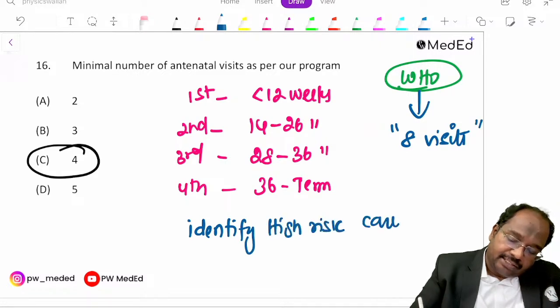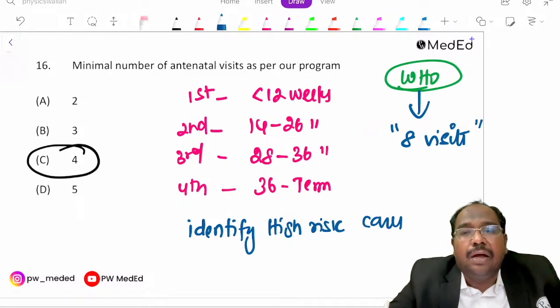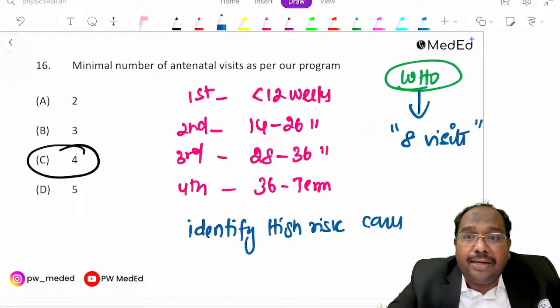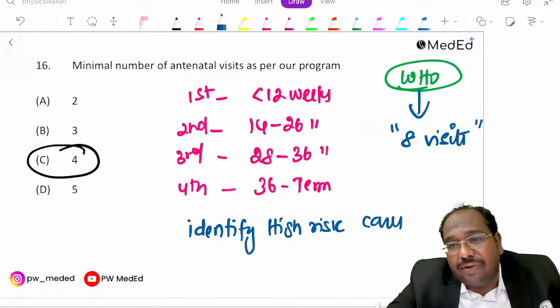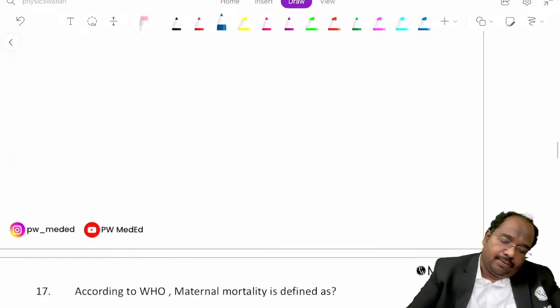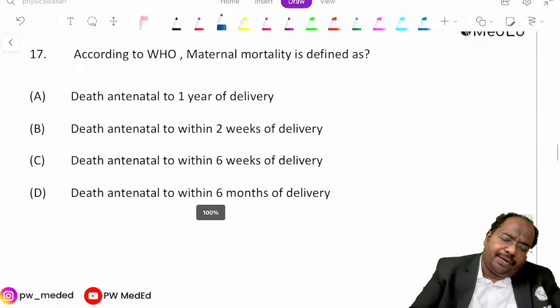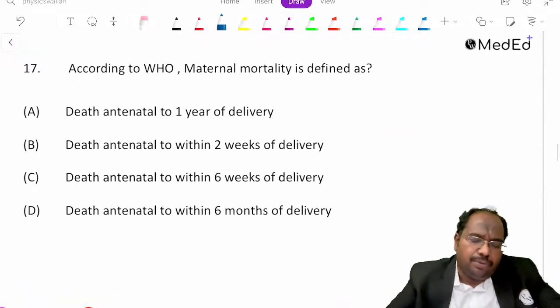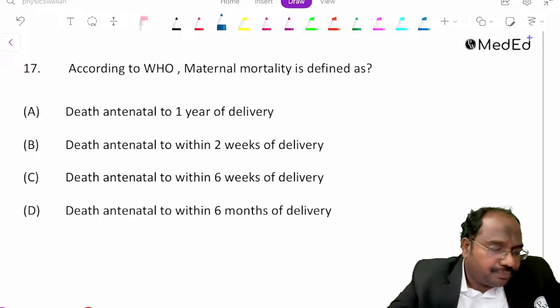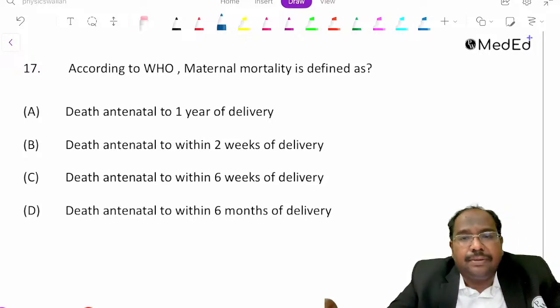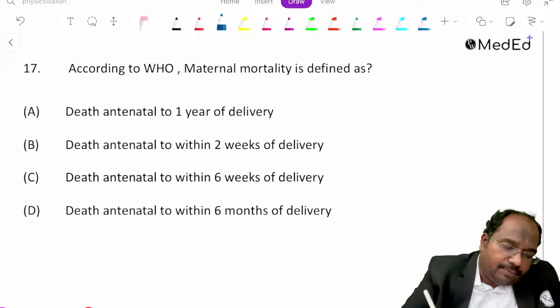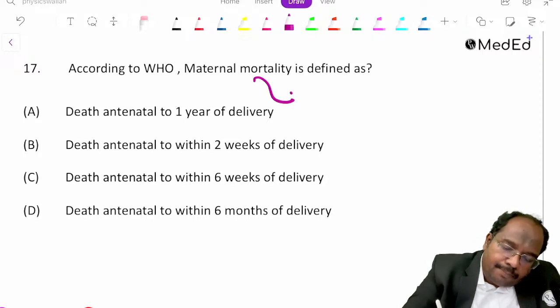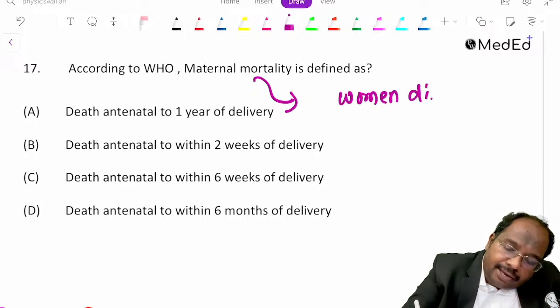High risk cases: antepartum hemorrhage is there, twin pregnancy is there, we are going to check everything. Gestational diabetes, height, age, all these things we are going to check. So again, repeated question. According to WHO, maternal mortality is defined as, what is the answer? What is maternal mortality? Maternal mortality means women die during.